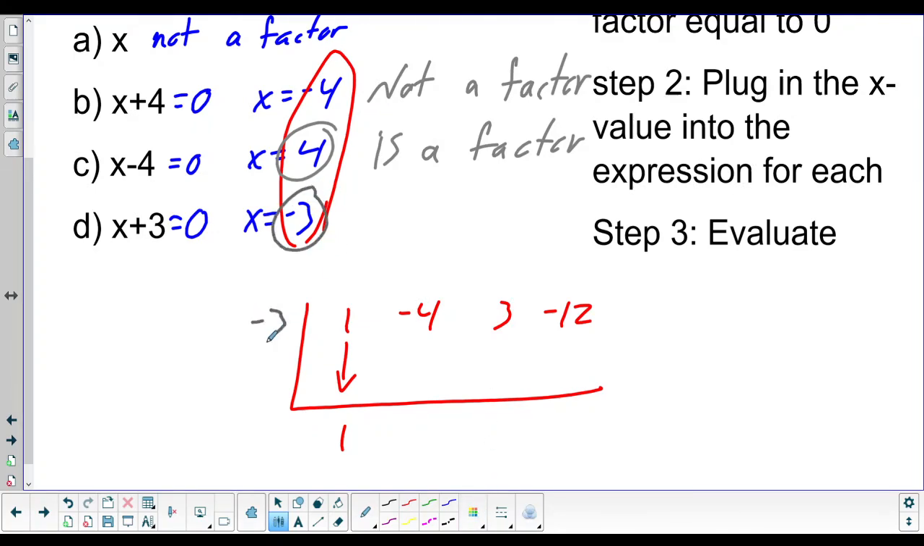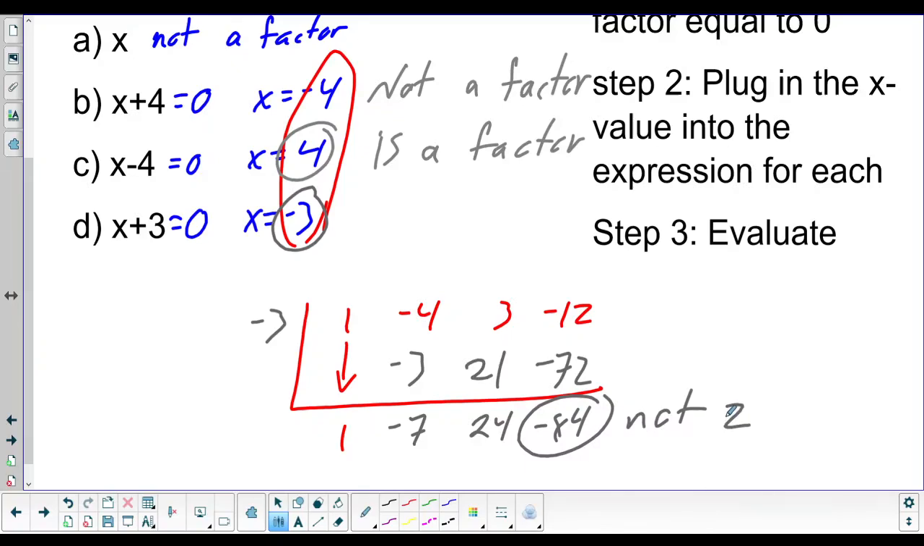Do the -3. So 1 times -3 is -3. -4 minus 3 is -7. -7 times -3 is 21. 21. 3 plus 21 is 24. Times -3 is -72. And then -12 minus 72 is -84. Doesn't matter. It's not 0. So it's not a factor. All right. And that is remainder and factor theorem.